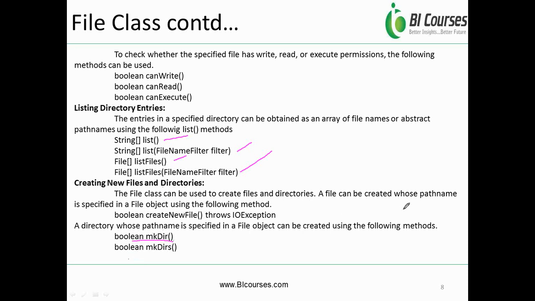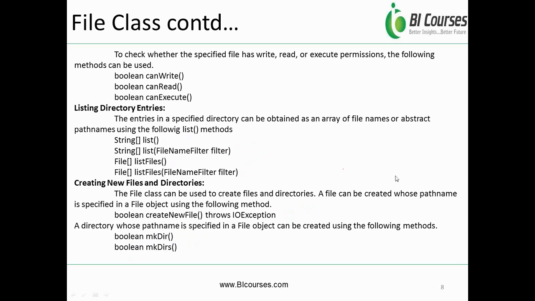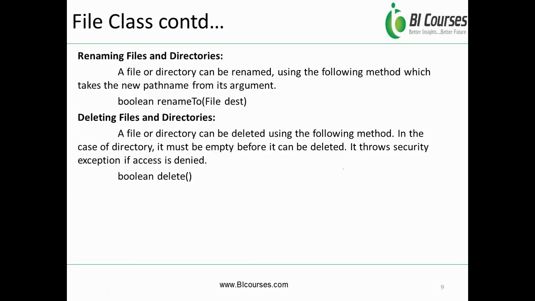A file can be created whose path name is specified in a File object using the following method: createNewFile. So to create a new file, what we have to do is File f = new File(...), then f.createNewFile(). In the same way, mkdir and mkdirs. Renaming files and directories: if you want to change the name of the file, then we have a method called renameTo, and you can specify the new name. And we can also delete files or directories using the delete method.